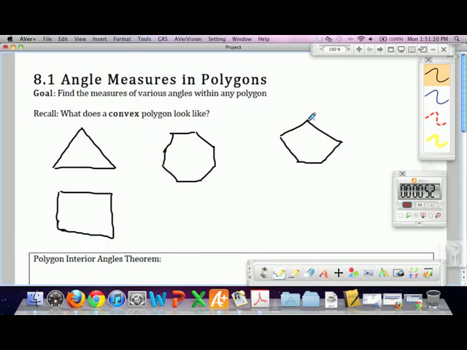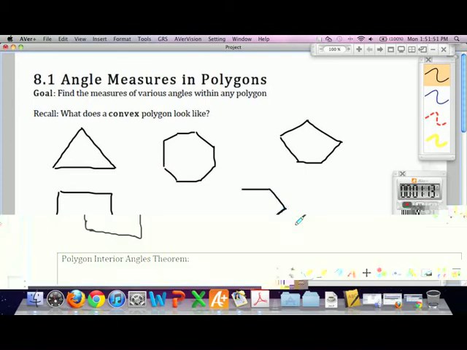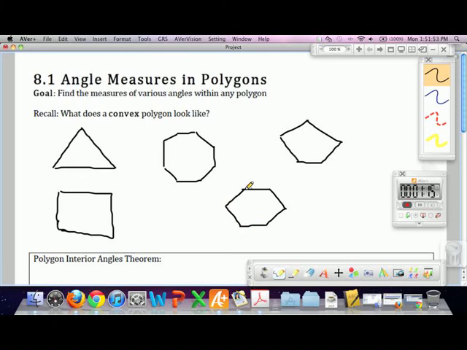So we have a triangle, a quadrilateral, a four-sided figure, a pentagon. We have an octagon here. I'm going to draw the octagon a little bit better. So an octagon. Maybe we'll even put in a hexagon. These are all examples of convex polygons, and you can make more or less, whatever.